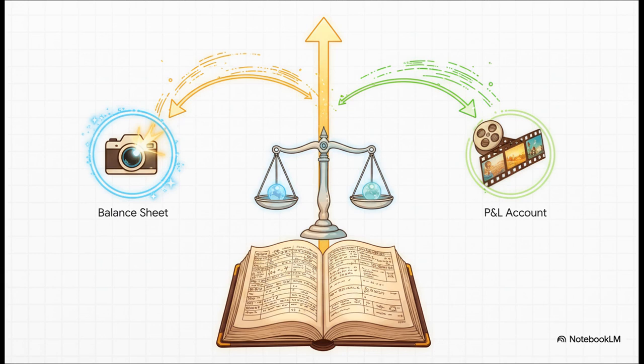So, let's recap the big ideas. The balance sheet is the snapshot of financial health. The P&L account is the movie of financial performance, and both of them are built from the data in the general ledger, right after being checked for accuracy by the trial balance.